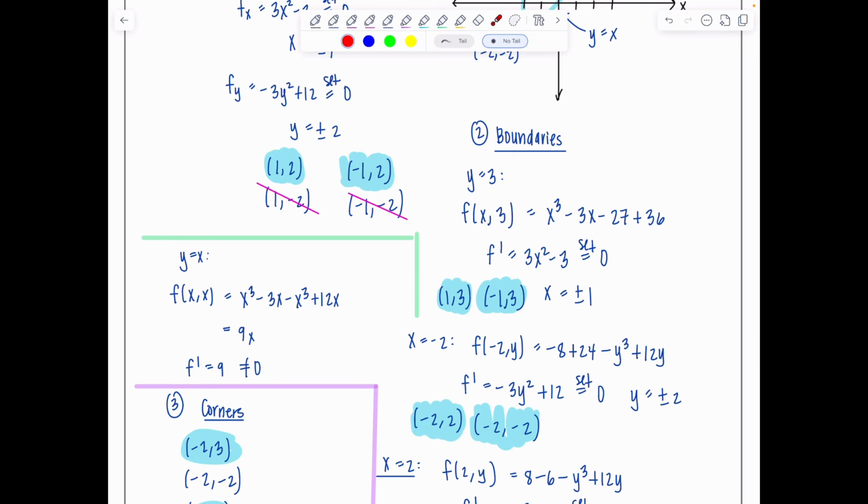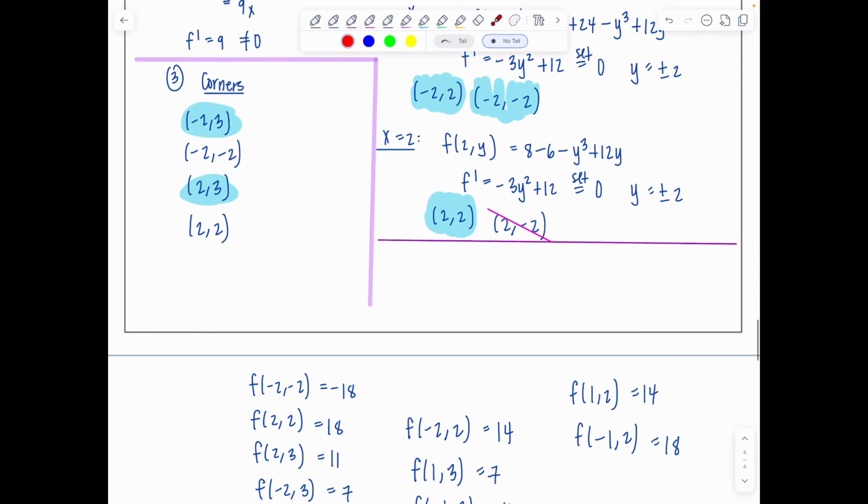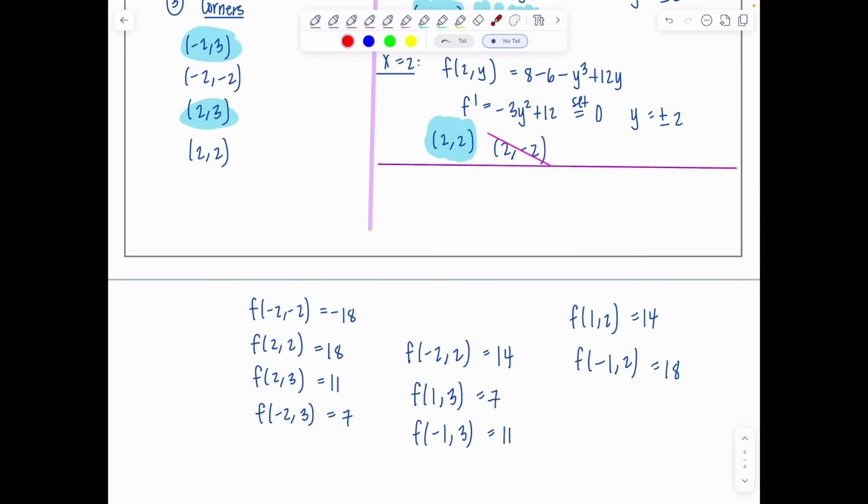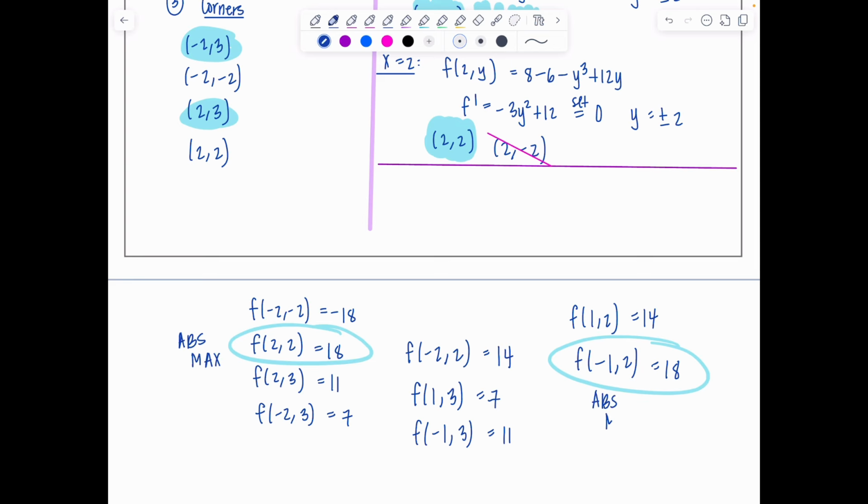I did it for you already. Are you ready? Here they are. 1, 2, 3, 4, 5, 6, 7, 8, 9. So you can see absolute max. It can pop up more than once, no problem. Absolute max. Absolute max. And then absolute min is right here.